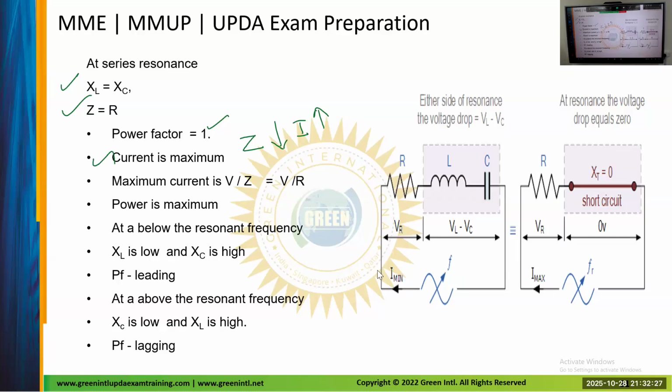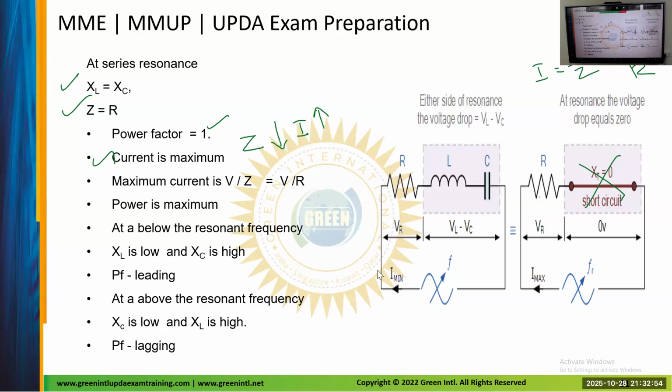We say that. How to find the current? I is equal to V by Z. But here there is no X, so only R. That's why I is V by R. So the maximum current is equal to V by Z, which is equal to V by R.